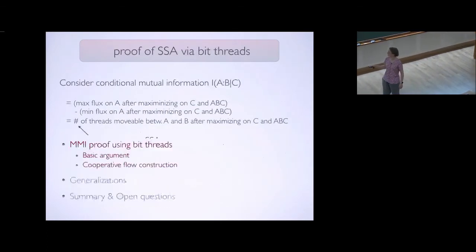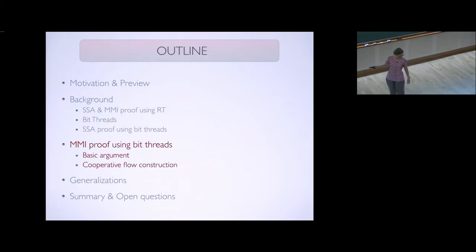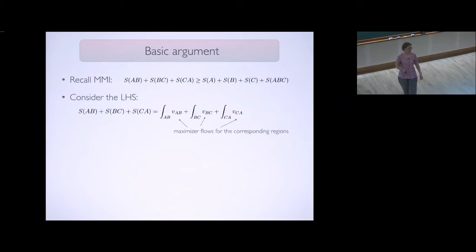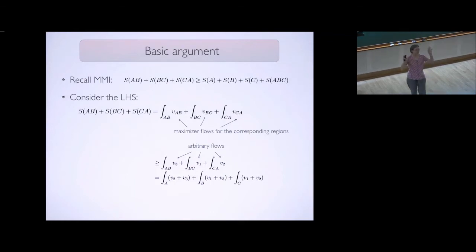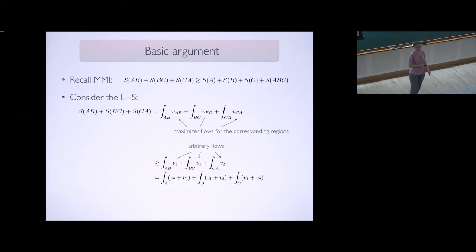Okay, so how does one show MMI using the threads? So first, the observation that under the assumption of a certain set of flows, so-called cooperative flows, MMI follows very easily. So let's see how that works. Take MMI and rewrite the larger side, the left-hand side, in terms of the bit thread language. So here we have S of AB is the flux of a maximizer flow for that region AB over AB, and similarly for the other two. And because these are maximizer flows, they're in particular larger than some arbitrary flows. So here, V1, V2, and V3 just denote some arbitrary flows, not necessarily maximizing anything, but satisfying the flow relations, meaning they're divergence free and have bounded norm.